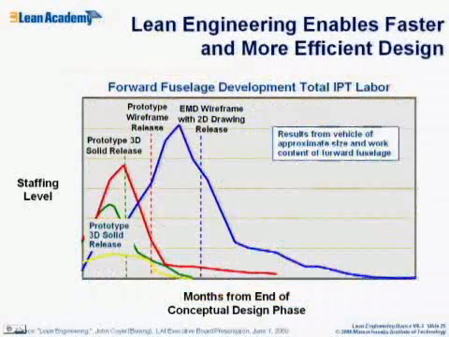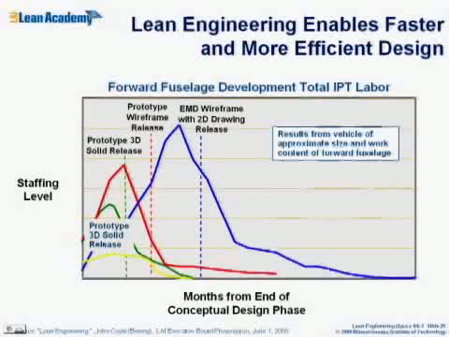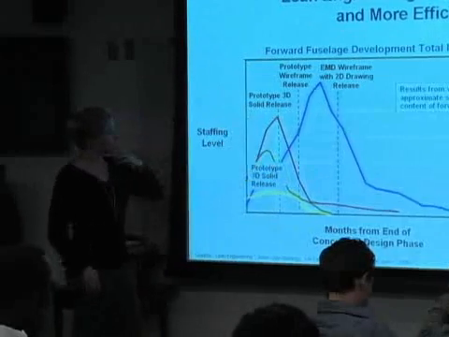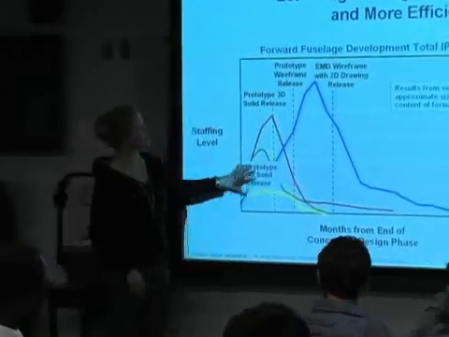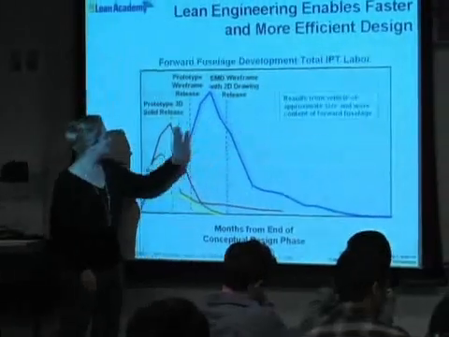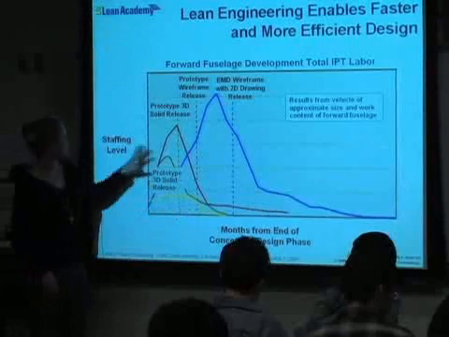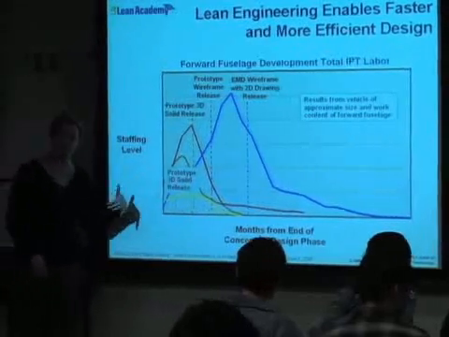This is another example of how better engineering tools help reduce some of the costs associated. So on the y-axis here we have a staffing level, and on the x-axis here we have months from the end of the conceptual design phase. And this just shows the results of the design and IPT labor that was required for vehicles of comparable sizes. And what you see is that as we slowly introduced different kinds and better lean engineering tools, we were able to reduce the staffing level and shrink the time that was required to accomplish that milestone.